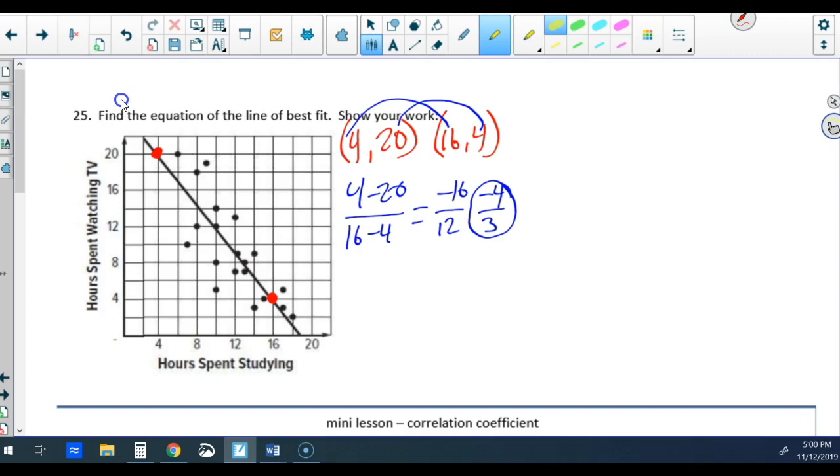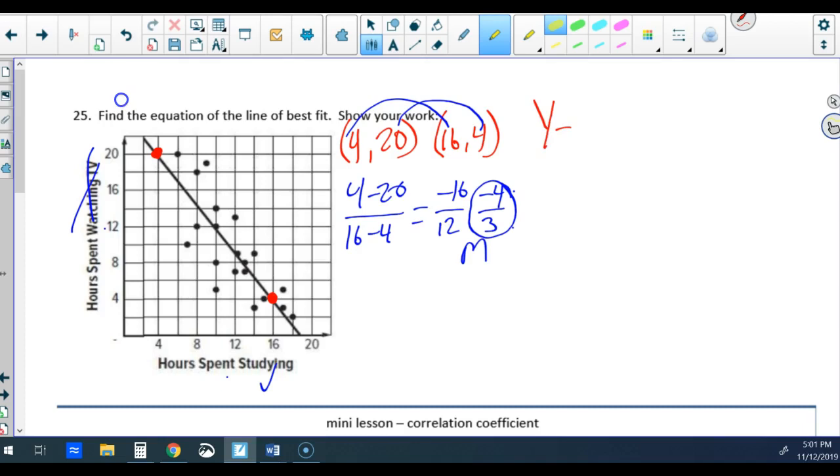We're looking at hours watching TV and hours spent studying. So what would this be? For every 4 hours you spend watching TV, that's 3 less hours you spent studying. So I guess the moral of the story is don't watch TV and study instead. Anyways, that's my m. I now need to do the point slope formula.